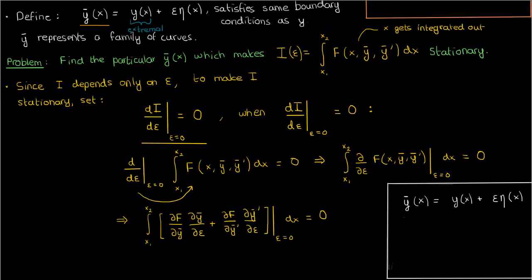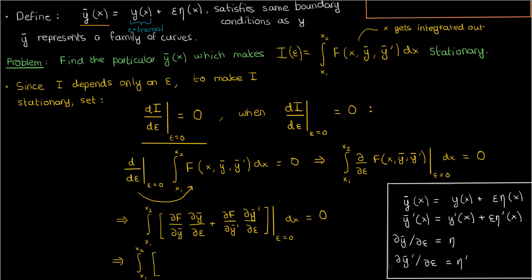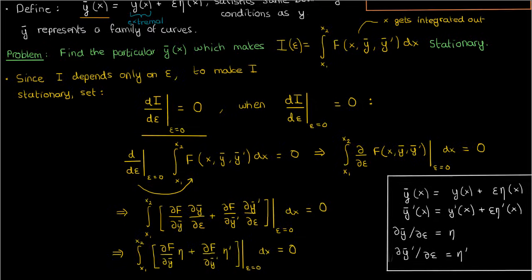Now we also need to find the derivative of y bar prime. And the derivative of y bar is then just given by y prime x plus epsilon times eta prime x. If I take the partial derivatives of these expressions with respect to epsilon now, then I'll end up with eta and eta prime respectively. And let's plug them back into our expression for dI d epsilon, and this is what we'll end up with. Alright, so now we need to simplify further.